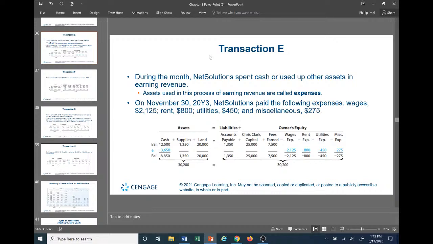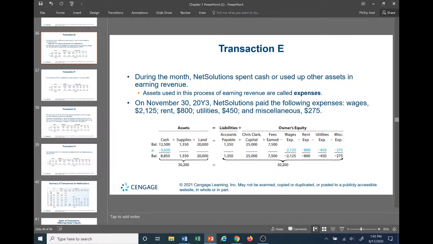On November 30th, 2003, Net Solutions paid the following expenses. They had wages, which would have been paid to employees. So, you work at a company, you earn a check. That's what we're talking about here. The wages expense was $2,125. They had a rent expense of $800. Utilities like power, electric, water, gas, sewage amounted to $450. And then we had some other miscellaneous expenses of $275.